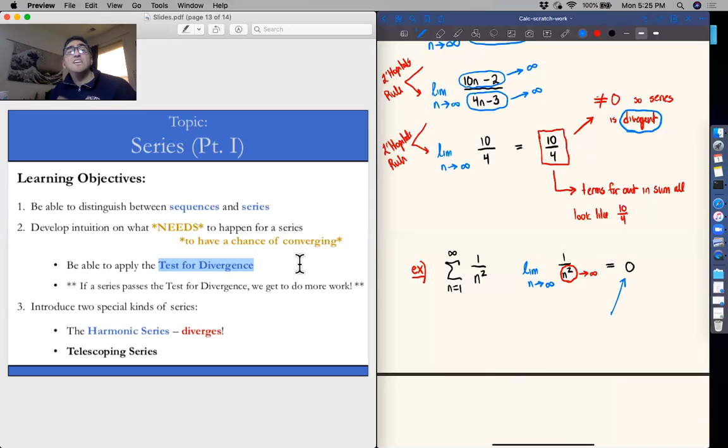Because this limit equals 0, all this says is the series passes the test for divergence. We get to do more work. We can't say anything about the series converging or diverging at this point. The important thing I want us to note is that it could still converge or diverge. It just so happens that the first test we asked of it, it passes.